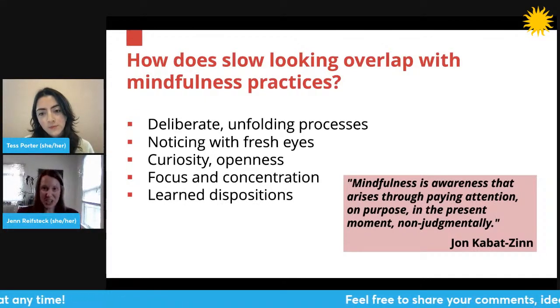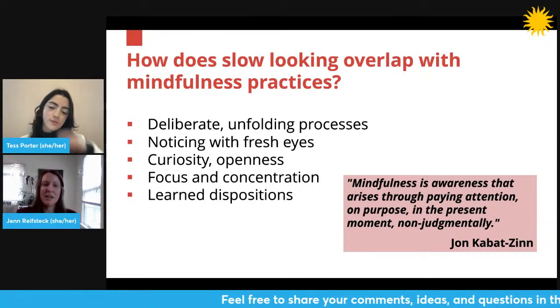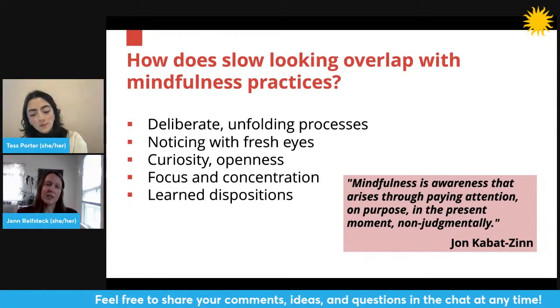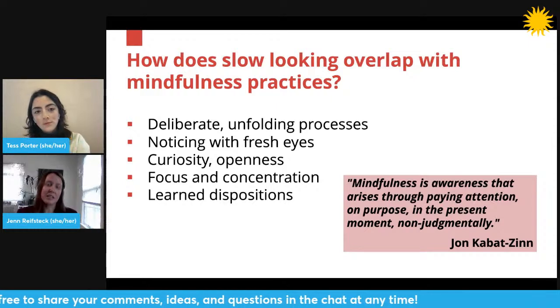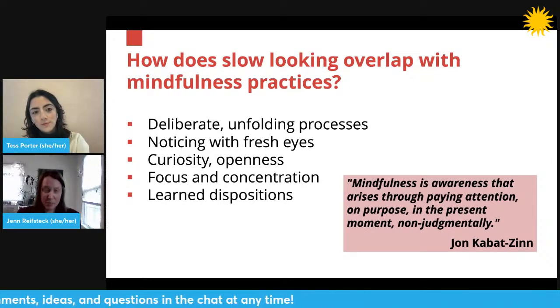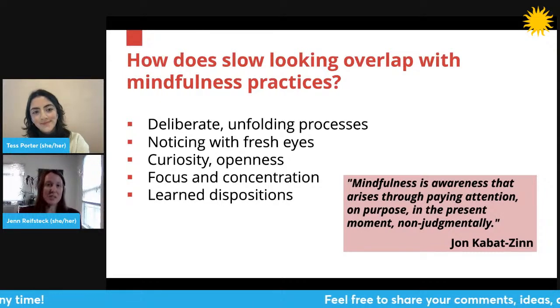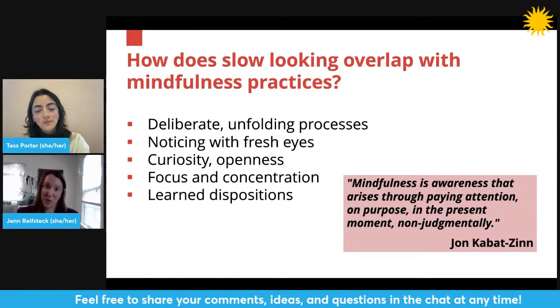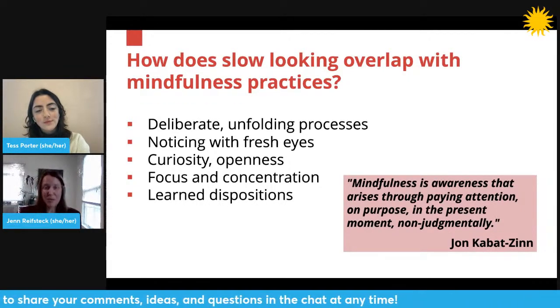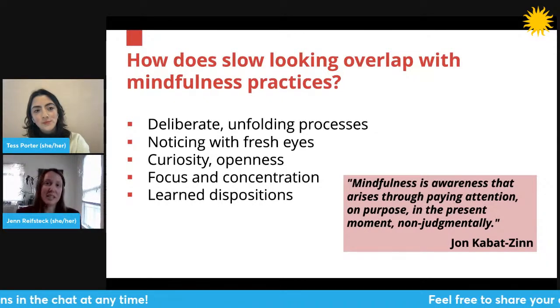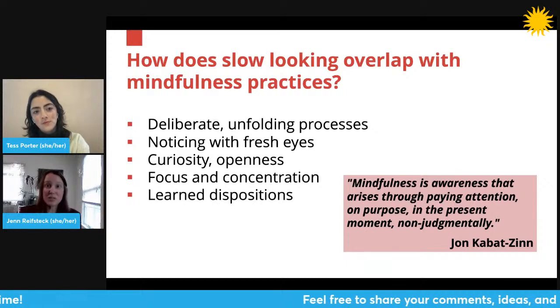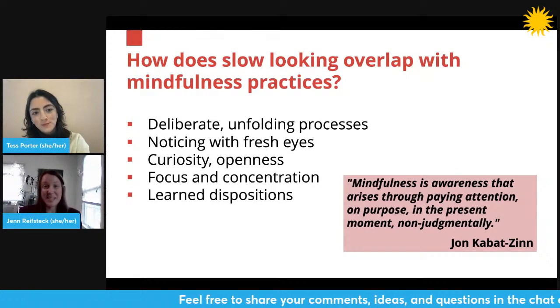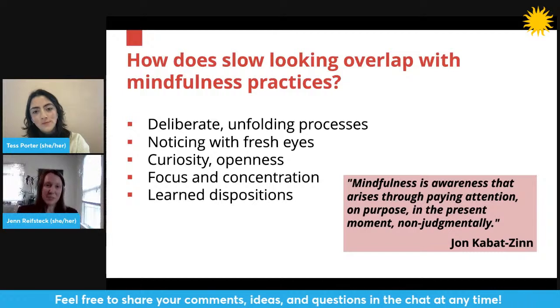It's all about paying attention. It's a purposeful practice. And again, both mindfulness practices and slow looking take time. These are learned practices. Our default mode is to be a fast mind, to have these automatic responses. So it takes time to learn mindfulness practices. It takes time to learn how to look slowly. And it's something that can be taught and something that can be learned.